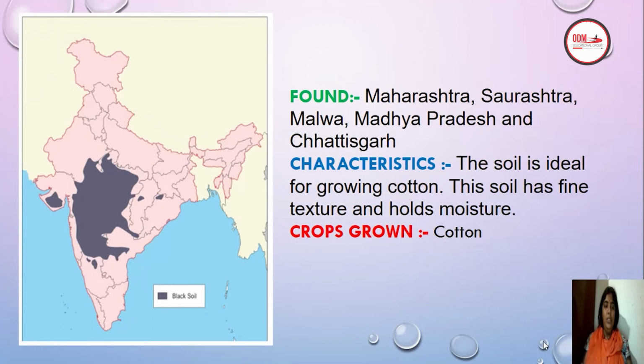See, the regions shown on the map for black soil are Maharashtra, Saurashtra, Malwa, Madhya Pradesh and Chhattisgarh, the plateau regions of India. And then we have the characteristics of the soil: it is very ideal for growing cotton, it has a very fine structure and it holds moisture. The most important thing that we grow on this soil is cotton, and that is the reason why it is also known as black cotton soil.